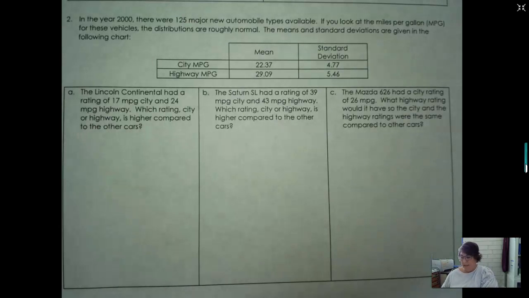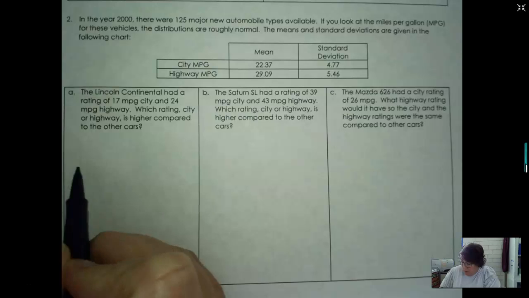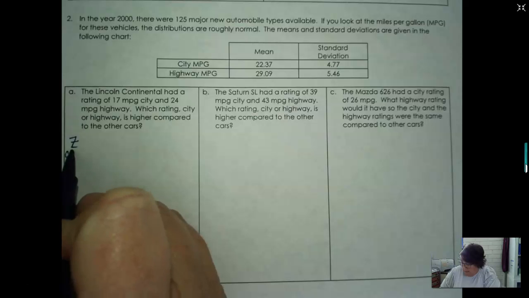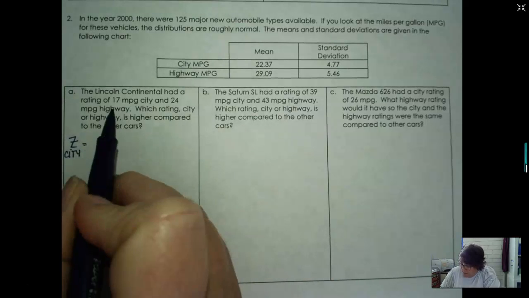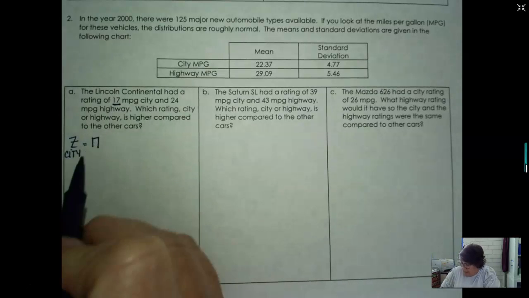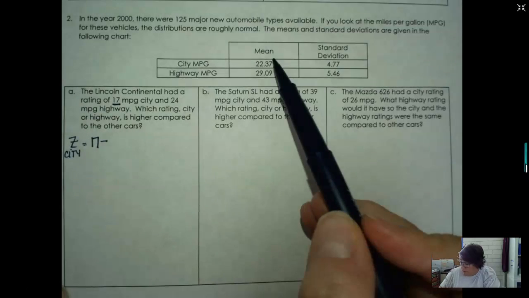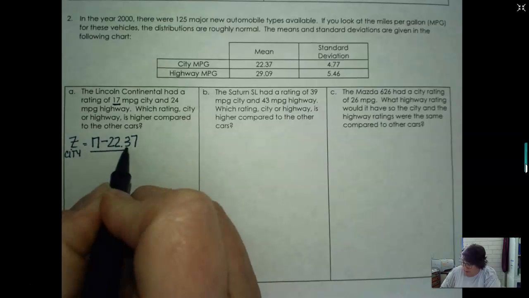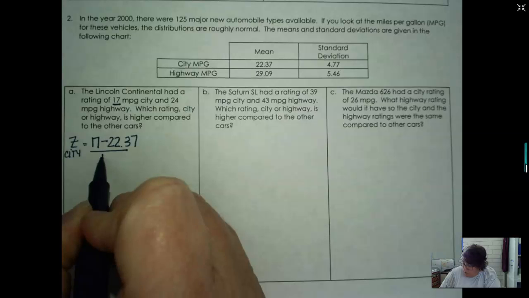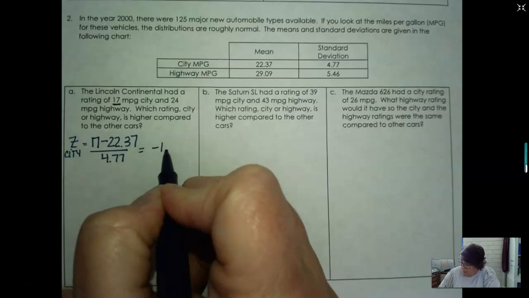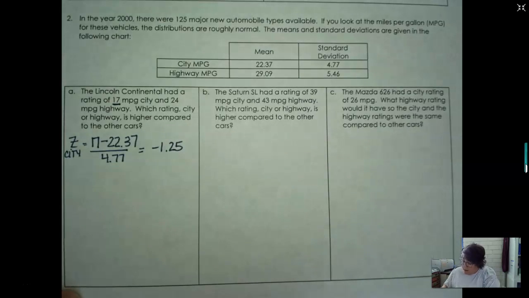What we want to do is get a Z-score. Let's find the Z-score for the city. The city was 17 miles per gallon, so this 17 is our value of interest. We get 17 miles per gallon minus, well, what's the mean for city? 22.37. Divide by the standard deviation for city, which is 4.77. When I calculated that all out, I got negative 1.25. That means it's 1.25 standard deviations below the mean.